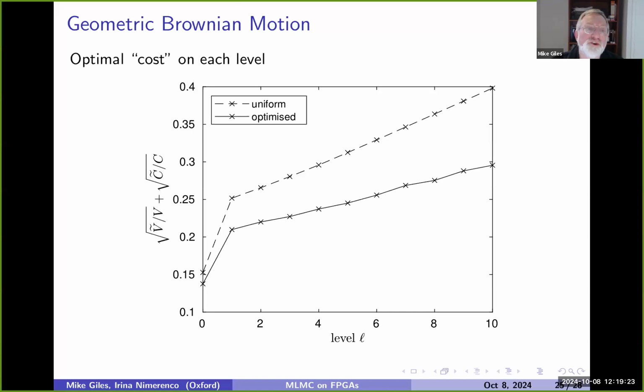And then this is the value for that sort of optimal cost on each level. But when I say cost here, it's the sum of the 2 square root terms. Okay. So we're not seeing a big benefit on level 0, but we're seeing larger benefits on the higher levels.